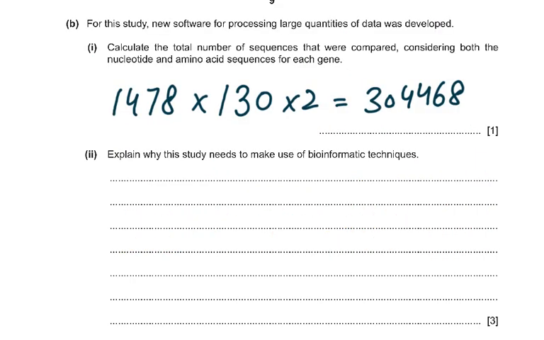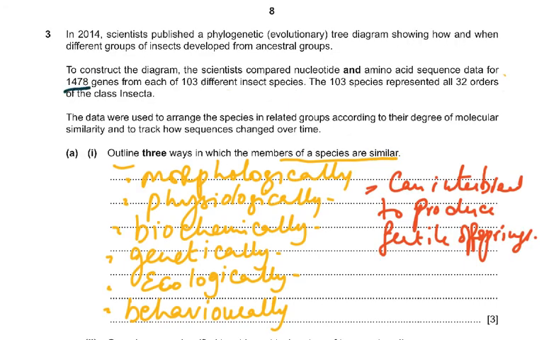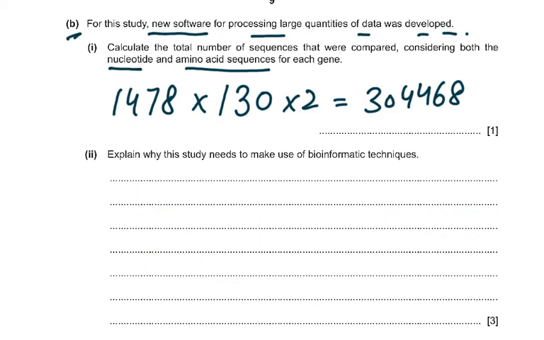Now coming to the B part of the question: for this study, new software for processing large quantities of data was developed. Calculate the total number of sequences that were compared, considering both the nucleotide sequences and the amino acid sequences for each gene. Now here, what do we see? 1478 genes were being processed and 103 different species. And then we are doing the nucleotide and the amino acid sequence. So naturally we would do 1478 × 103 × 2, and this would be the answer for it.